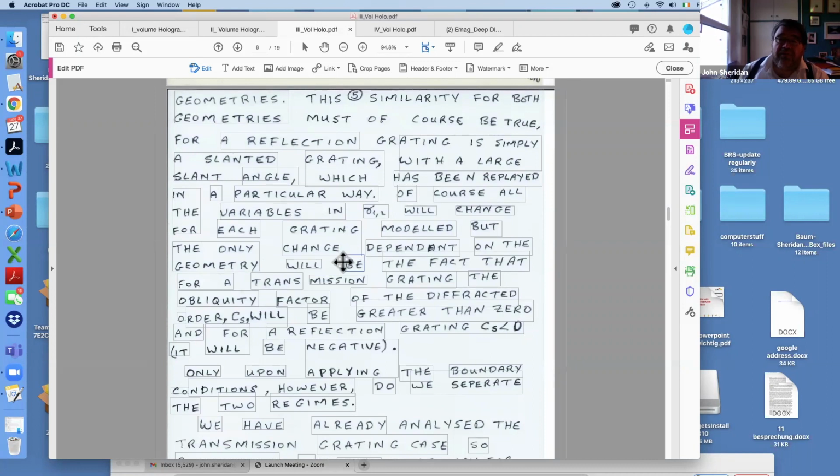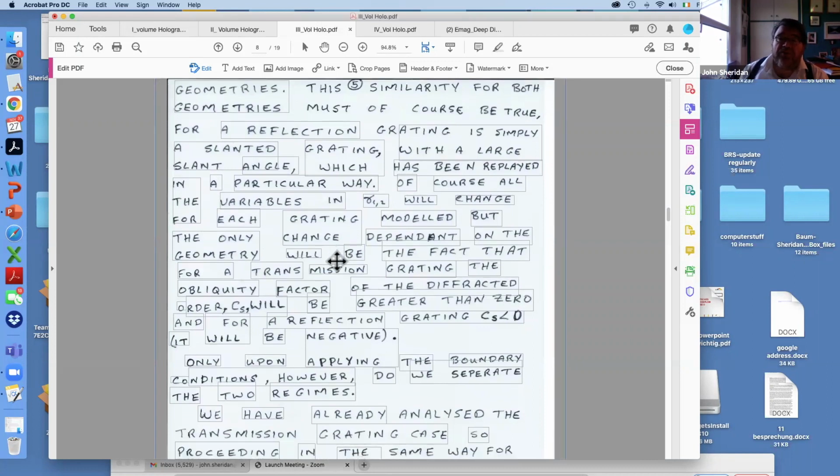This similarity for both geometries must of course be true, for a reflection grating is simply a slanted grating with a large slant angle. So we can just think of starting off with a transmission grating and introducing slant. And if you start off with a transmission grating and you rotate the actual grating by 90 degrees, so that instead of the fringes being perpendicular to the boundary, they're parallel, you've gone all the way around the Ewald diagram. Your K vector no longer points in the X direction, it now points completely in the Z direction. So you can think of reflection gratings as slanted transmission gratings or vice versa.